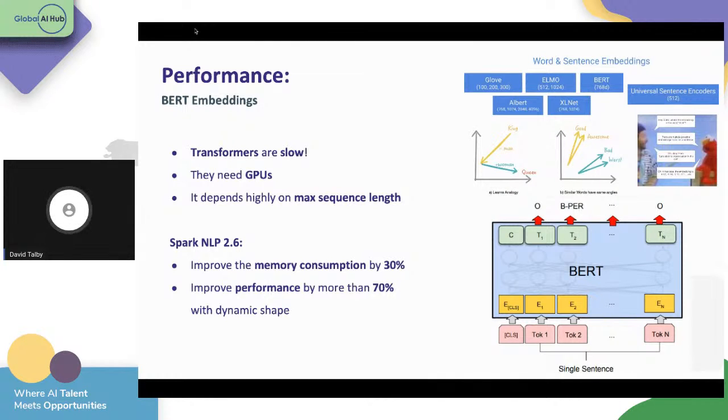So with Spark NLP 2.6 that came out about 2 months ago, we've improved memory consumption by 30%. And this is on the same transformers, right? Not by making the transformer smaller. And we improve performance by more than 70%, basically with dynamic shapes, meaning that we don't actually load the whole thing, and we use custom data structures in memory to make sure that inference runs 70% faster than before.